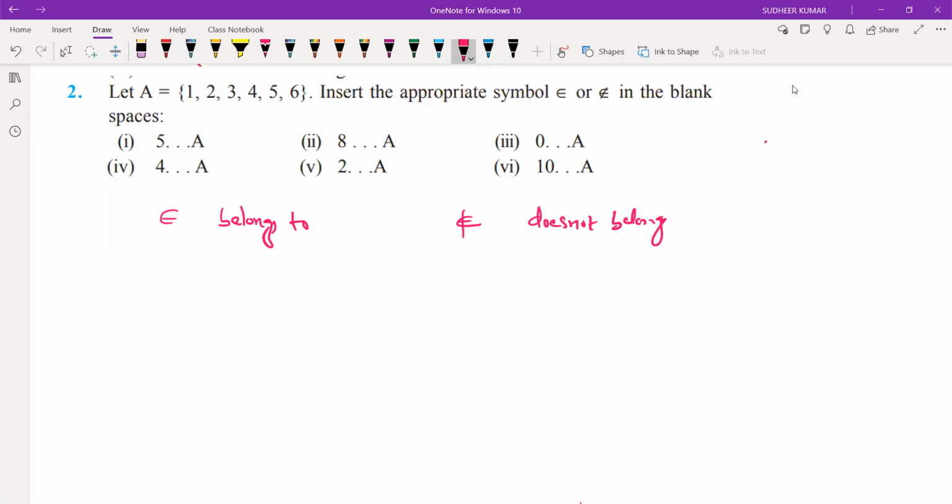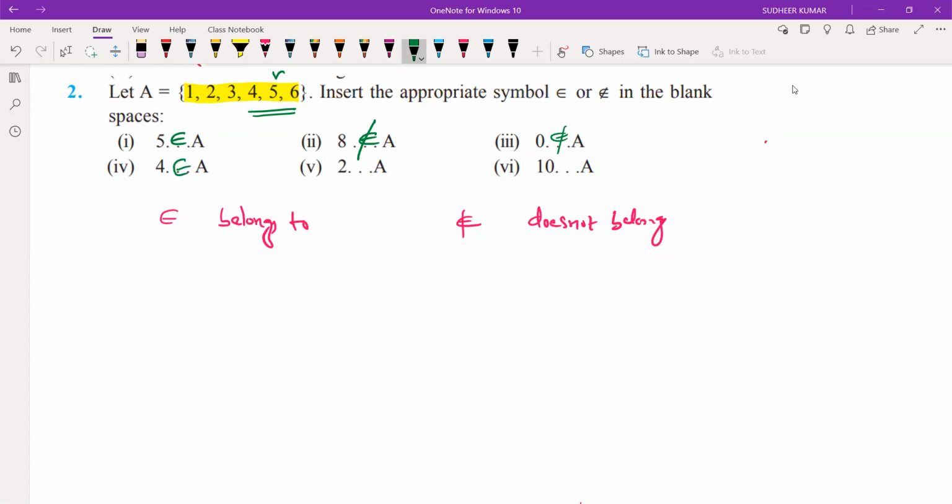Suppose any element is given in the set. Take this example. The elements of this set are 1, 2, 3, 4, 5, 6. If 5 is given, 5 is in this set, right? So we write 5 belongs to A. 8 does not exist here, so we write 8 does not belong to A. 0 also does not belong to A. And 4 belongs to A.